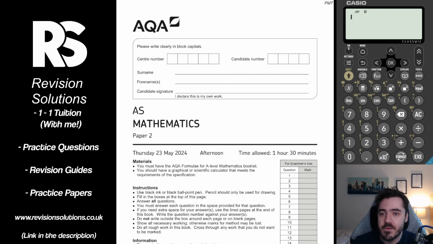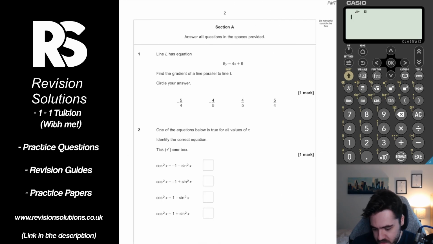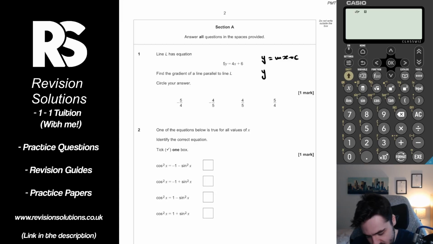Okay, so here we are at the front of the paper. Question 1 says, line L has equation 5y equals 4x plus 6. Can we find the gradient of a line parallel to line L? So basically just asking the gradient of the line we have. To get the gradient, we need to make sure we write it in this form, y equals mx plus c. So if we were to do that, we'd have y equals 4/5 of x plus 6/5. So the gradient then is 4/5, so it's the third option.